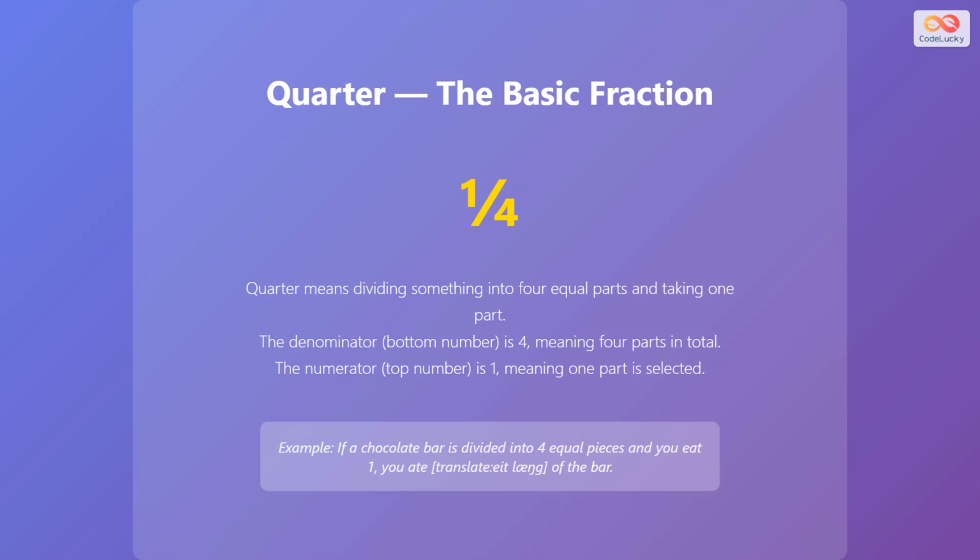Quarter is written as 1/4. It means dividing something into 4 equal parts and taking one part. The denominator is 4, showing we have 4 equal parts. The numerator is 1, showing we take one of those parts. If a chocolate bar is divided into 4 equal pieces and you eat one piece, you have eaten 1/4 of the chocolate bar.